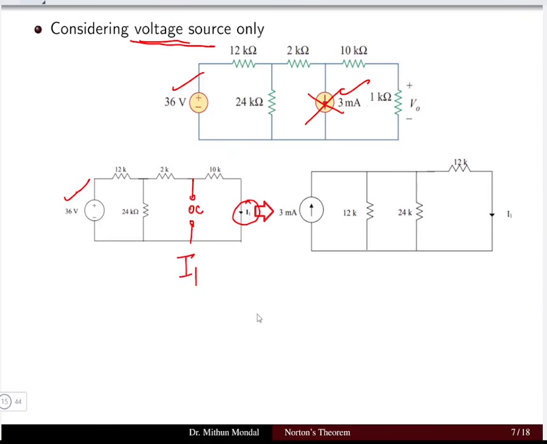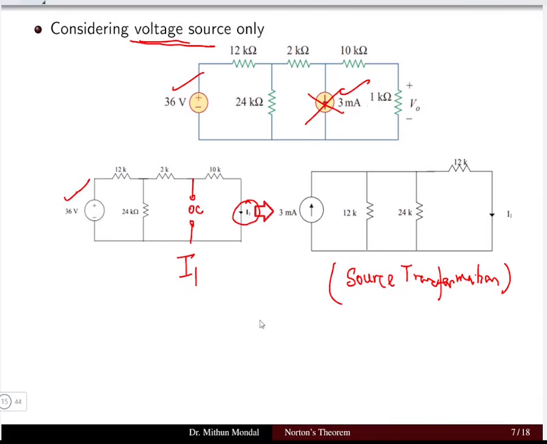Okay, now these again can be calculated. I1 can be calculated using KVL, KCL or other techniques. Let us apply the source transformation here. In this particular problem we will be studying Norton's theorem, superposition and source transformation. All are combined in this particular problem.